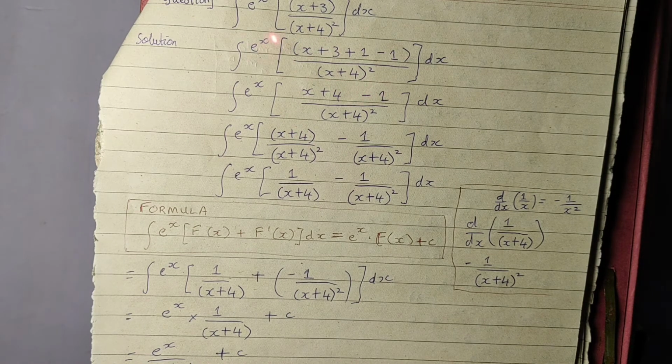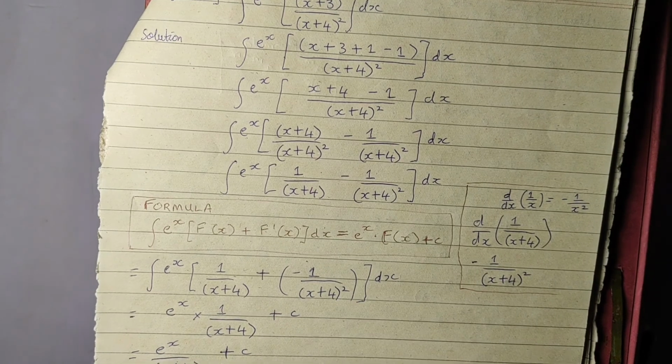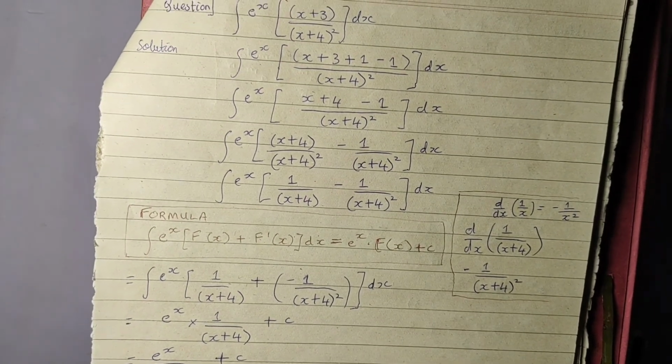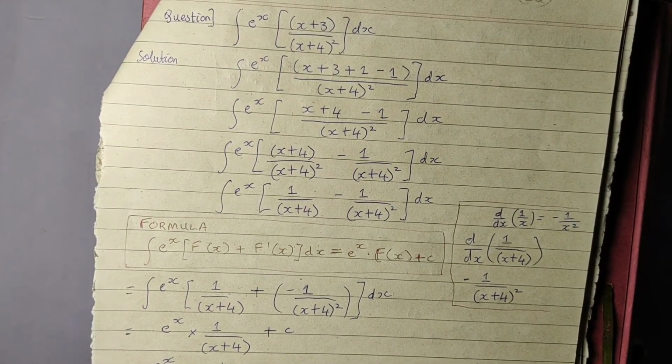We will be solving this problem right now. So this is a separate question, as you can see. This question states that you can see integration of e raised to x, (x plus 3) divided by (x plus 4) the whole square. The square is there over here. Bracket close, dx. So integration of e raised to x, you can see this can be solved using this.